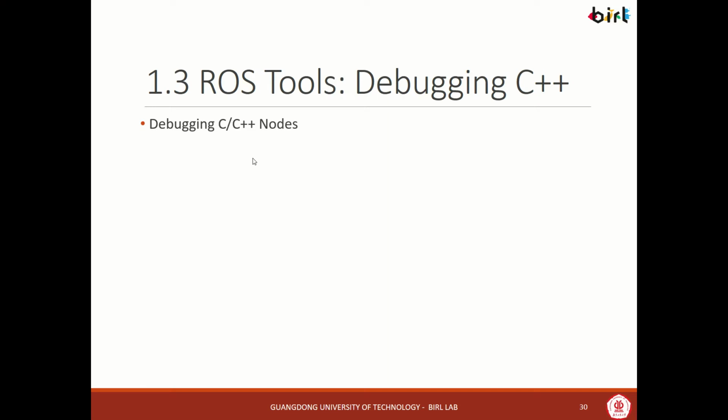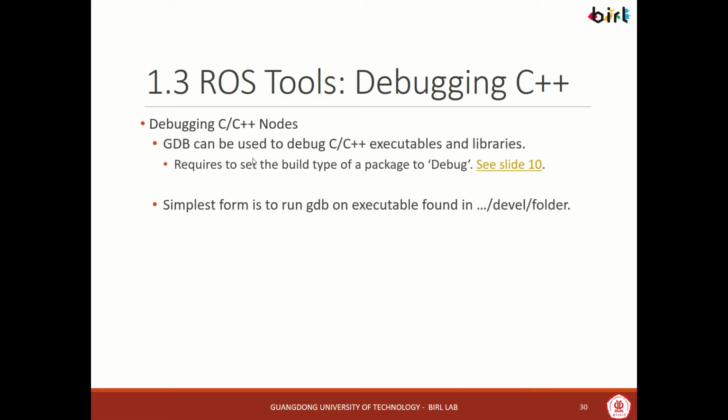One more thing, if we want to debug C++, and this is something that I want to introduce really early on in the class because it's going to be very useful for you, we need to do a couple of things. In Linux, debugging really takes place with GDB. Okay, DB stands for debugging, and it is helpful to debug anything that is C or C++ executables or libraries. Now, before we can debug, we need to set the build type of a package to debug, as we saw on slide 10.